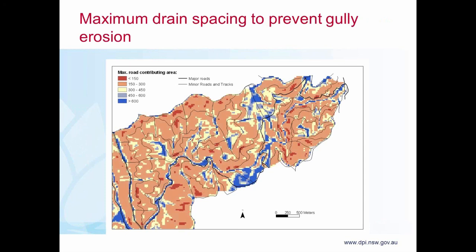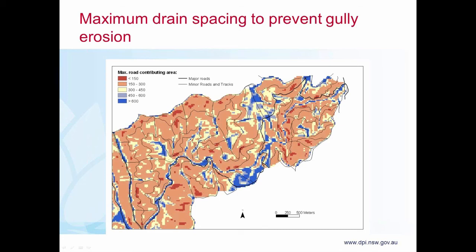So just an example output of that, this is a GIS layer showing the maximum drain spacing across the landscape here in a forest compartment to prevent gully erosion. So you can see the blue areas are obviously where you're less likely to get gullies created at a drain outlet, right down to the red ones, which are obviously going to be steep hill slopes and so on, where it's highly likely that you will get a gully form at a drain outlet.